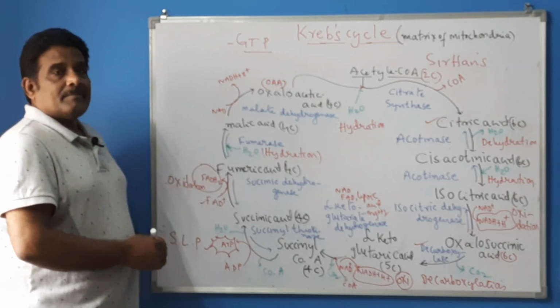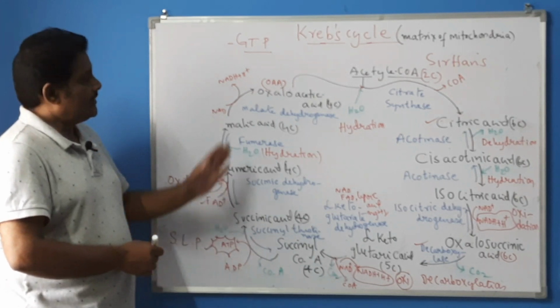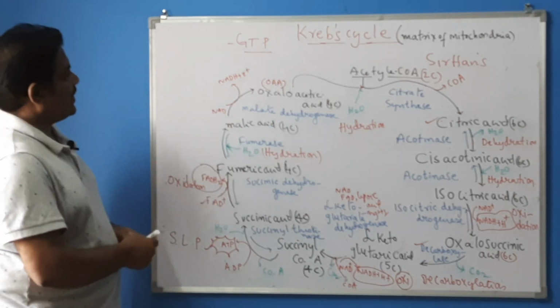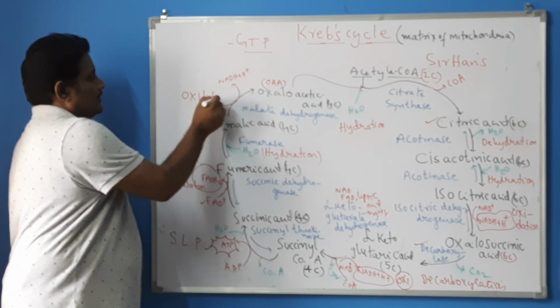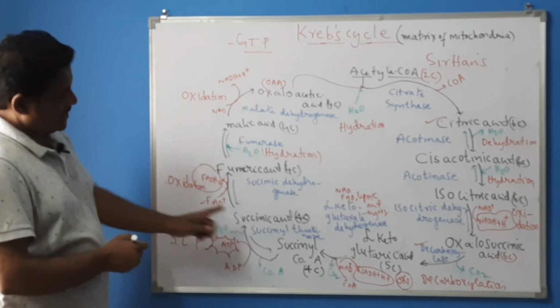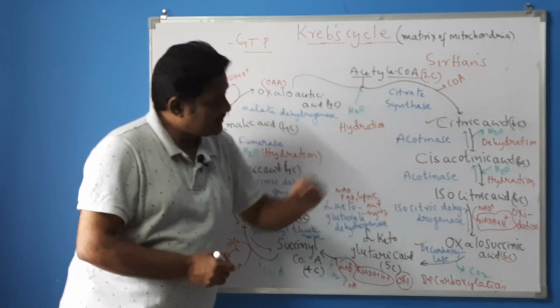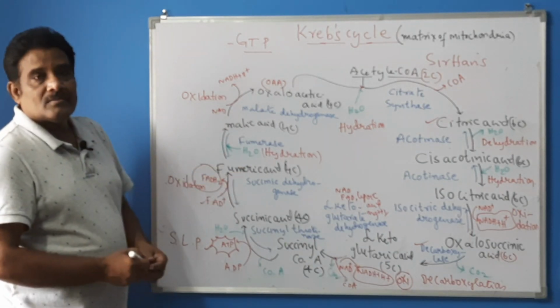So here also the step is catalyzed by an enzyme, that is malate dehydrogenase. Here also an oxidation process happens. See here oxidation, here also oxidation, here oxidation in this step. Here also oxidation. There you see, in the conversion of isocitric acid to oxalosuccinic acid, an oxidation process happens.